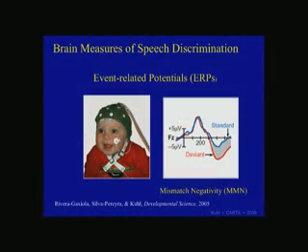We can also use brain measures, event-related potentials. Babies wear a little cap. We're sensing the electrical activity. The electrical activity signals their ability to distinguish the sounds.